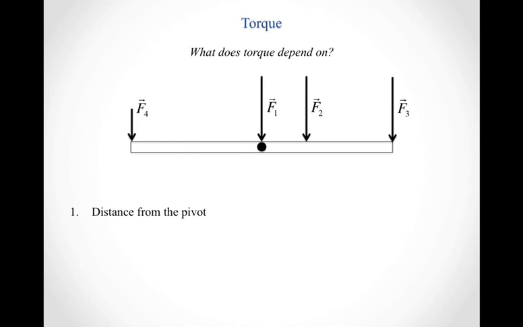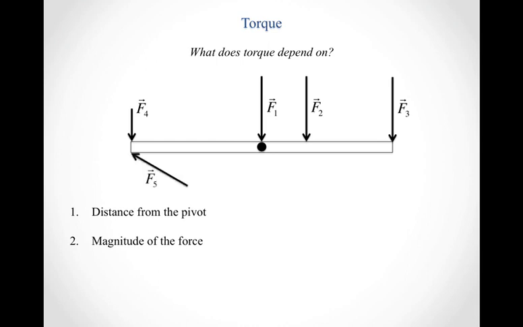Let's take force 4, and again, it's going to act the same distance away from the pivot as force 3. Both of them act on the end of the rod, the pivot's at the center, so the distance from the pivot for both force 3 and force 4 is half the length of the rod. But force 4 is going to generate a smaller torque than force 3 simply because it's a smaller force. So the second thing the torque is going to depend on is what's the magnitude of the force.